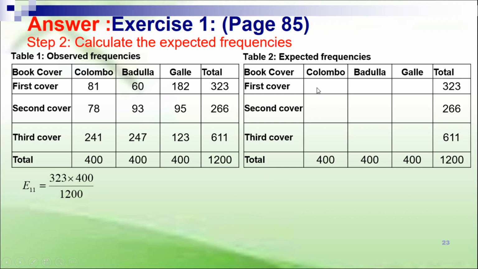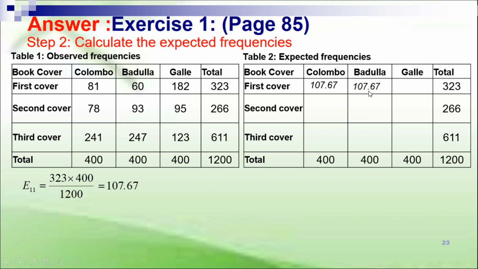E11, that means this cell, belongs to the first row and first column. Take the product of the first row total 323 times 400, divided by the grand total 1200. That is equal to 107.67. You can put E11 equal to 107.67, and here see the column totals remain the same. All column totals equal 400. Therefore, when you calculate the expected frequencies belonging to the first row, all values remain the same. Then applying the same procedure, you can calculate E12, E13.